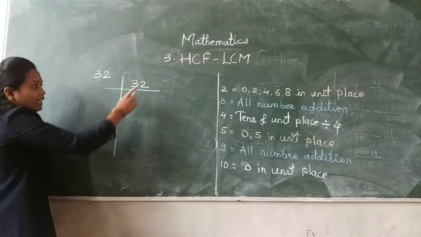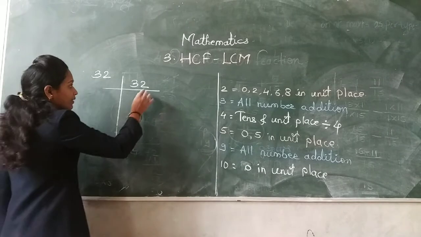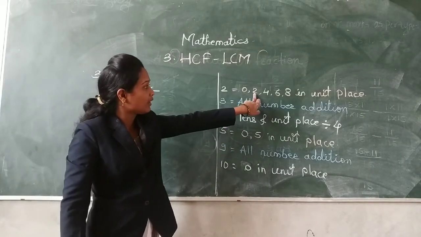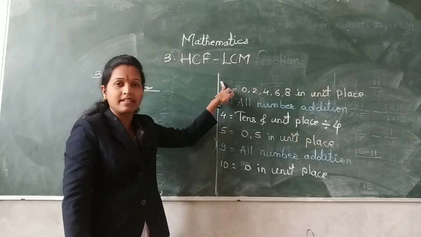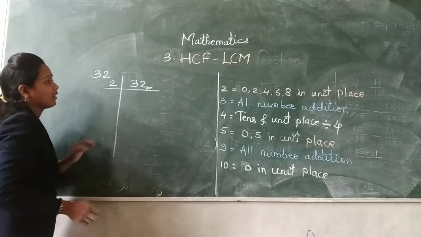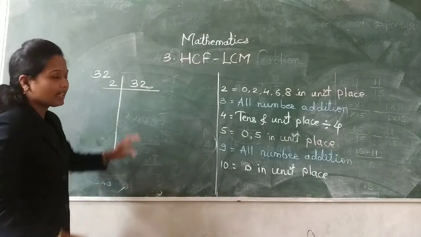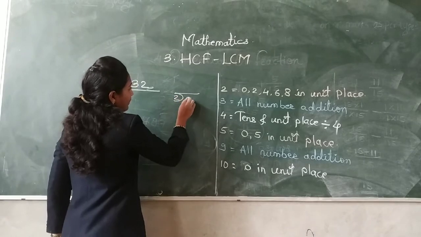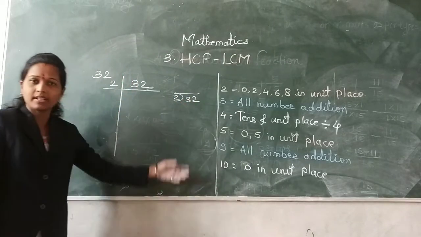If you observe, 32 is there, then observe the unit place. In the unit place you have 2, so that number is divisible by 2. Whenever we take the first example, it is slightly complicated to solve. So on your back page, do it this way. 32 divided by 2. This is very simple for us.